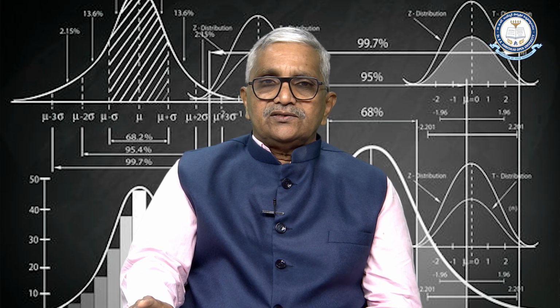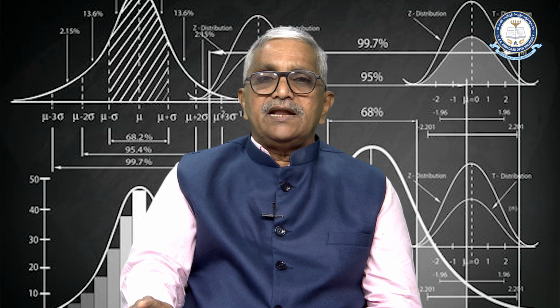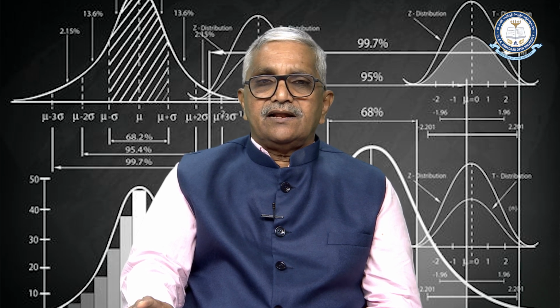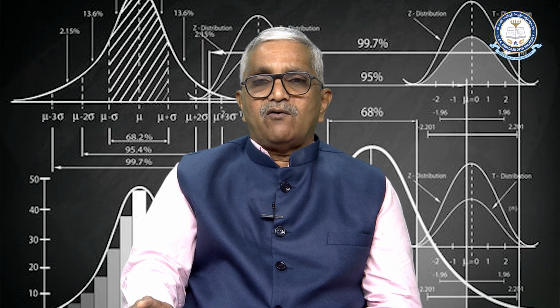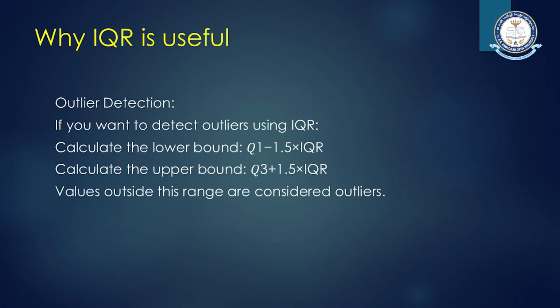IQR, which means interquartile range, is useful to identify the outliers in the distribution. If we want to detect outliers using the interquartile range, first we calculate the lower bound by subtracting 1.5 times the interquartile range from Q1, and we calculate the upper bound by multiplying the interquartile range by 1.5 and adding it to Q3. Values beyond these two bounds are considered outliers of the distribution.